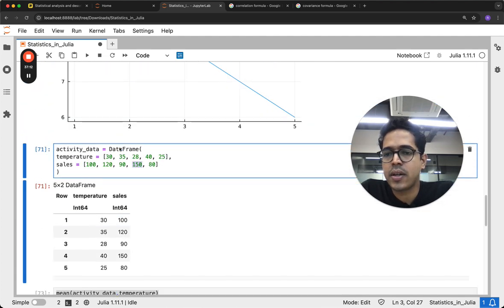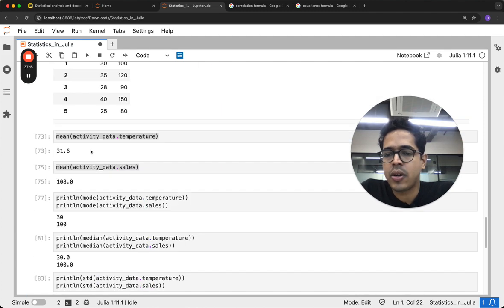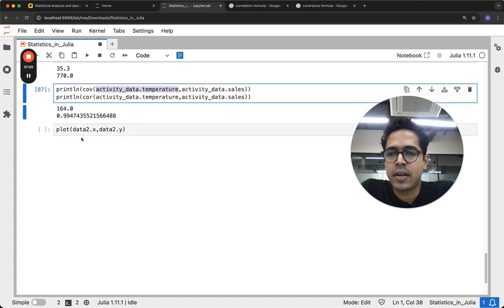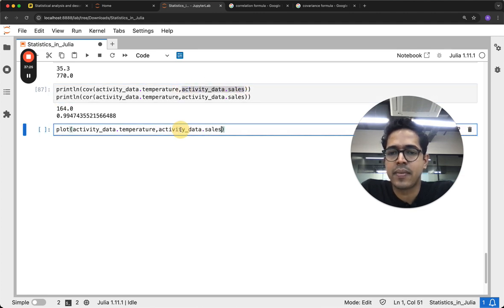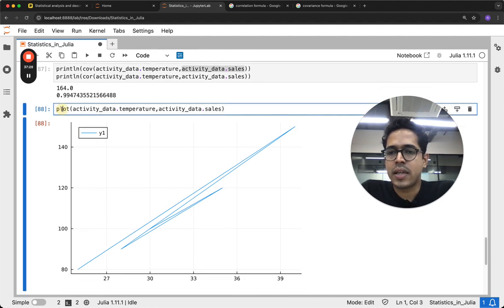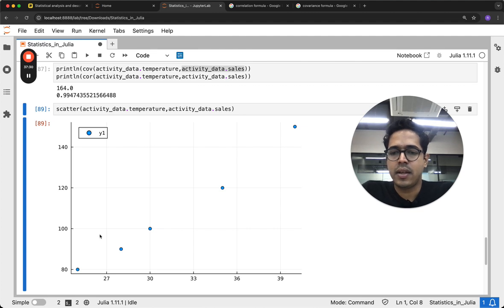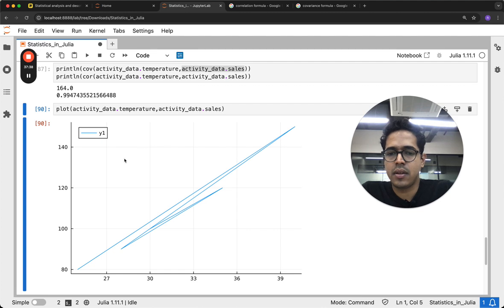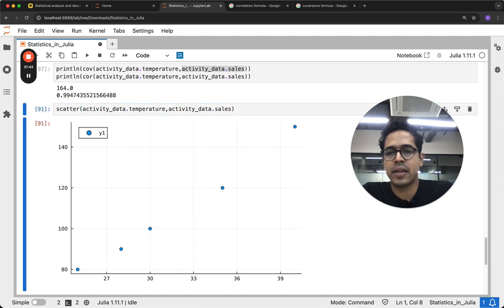And if we were to plot the same thing, instead of data2.x and data2.y, we will be plotting activity data.temperature on the x-axis and activity data.sales on the y-axis. You see there is almost like, and we can plot this as a scatter plot actually. It's almost a positive correlation, 1-to-1 correlation. I don't know why plot was showing a weird, I'm not sure. Okay, because of the order of the data. So scatter plot is better in this case. You can see that the higher the temperature, the higher the sales activity.